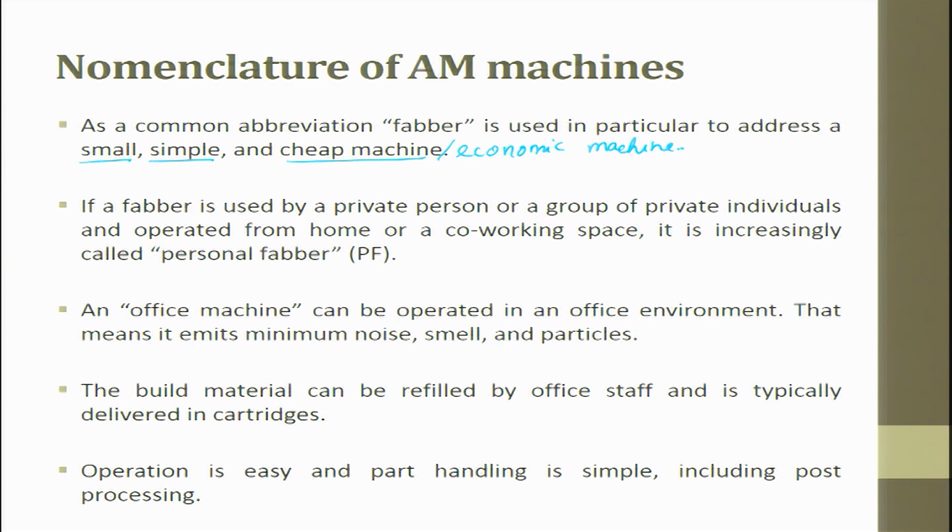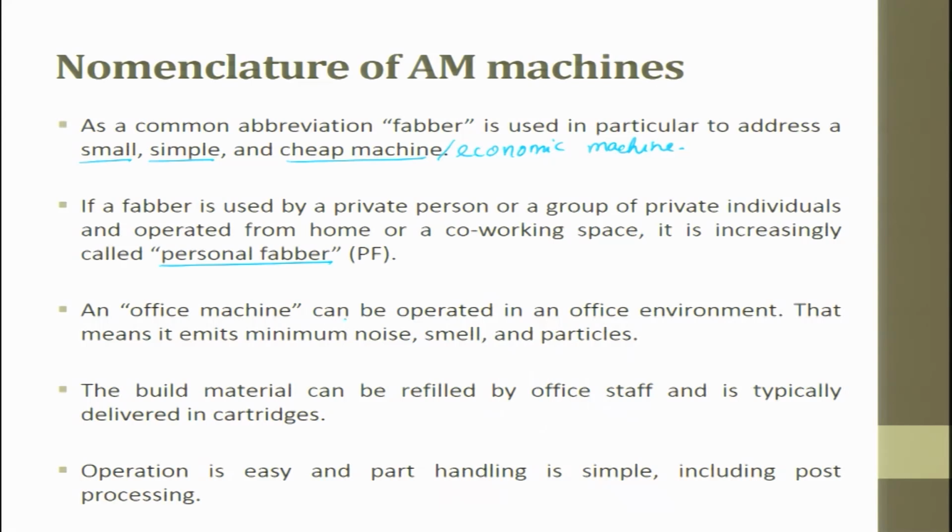If the Faber is used by a private person or a group of private individuals and operated from home or a co-worker space, it is increasingly called a personal Faber. Today, like your printing of papers, 3D printers have also become a part of your domestic appliances. So computer, 2D printer, now 3D printer is also getting to the tabletop type. An office machine can be operated in an office environment. That means it emits minimum noise, smell and particles.